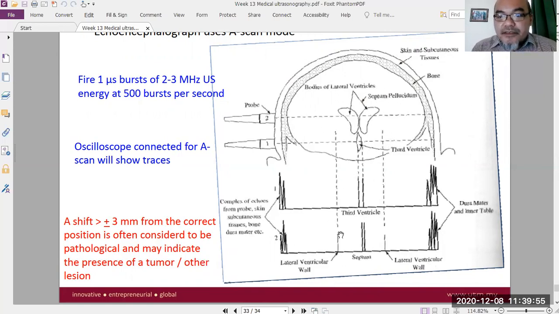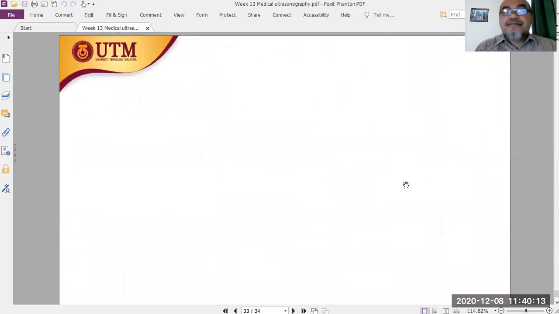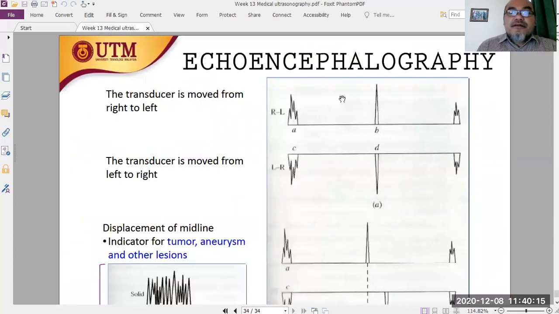So, for example, this might be due to the lateral ventricular wall. This is due to the septum, and this is the complex echoes from the probe, from the probe and the skin, subcutaneous tissue and the bone, etc. This pulses. So the transducer is then moved from right to left here, for example, and then here the transducer is moved from left to right. Okay, so it will create something like that, a reflected image.